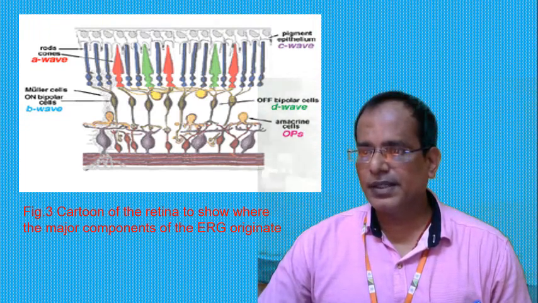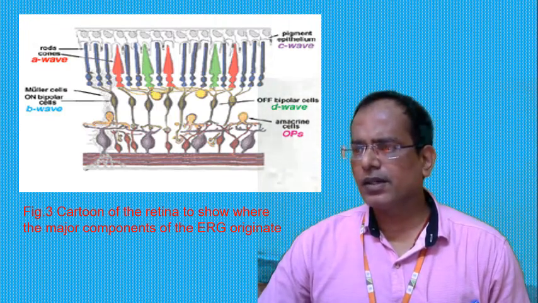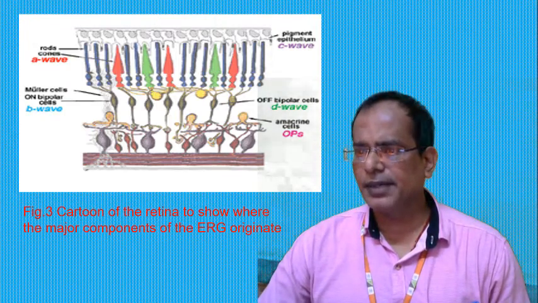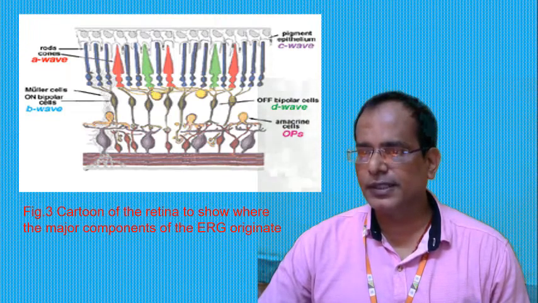Two other components that are sometimes recorded in the clinic are the C wave, originating in the pigment epithelium, and the D wave, indicating activity of bipolar cells. Okay, some small amplitudes we can also name as C and D, due to the pigment epithelium cells and bipolar cell activities.